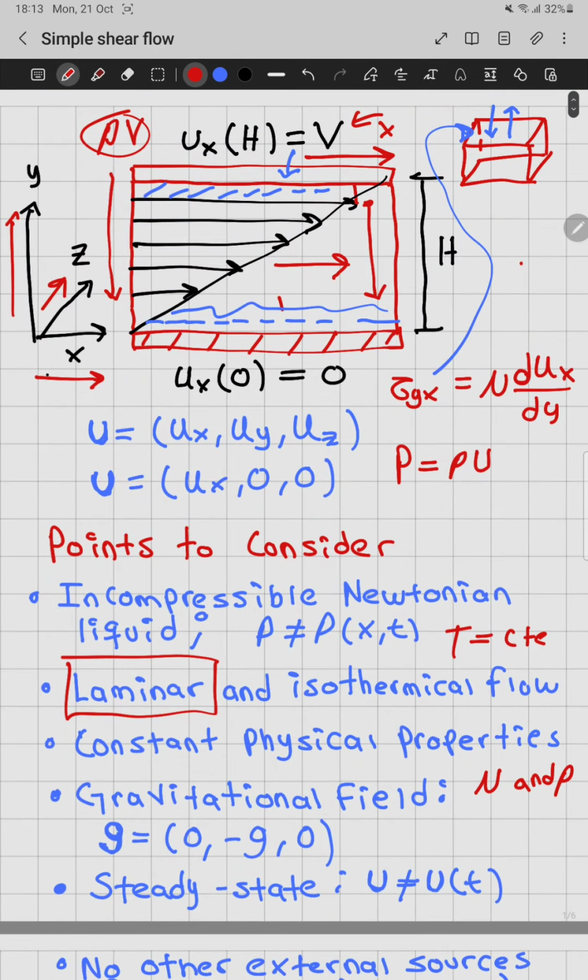Also, since this is a very well studied, very well controlled system, we will not have velocity contributions in the y direction. That means that the fluid will not move in the y direction. It will not move in z either. So the only relevant component of the velocity is in the x direction. The fluid will only move in this direction.